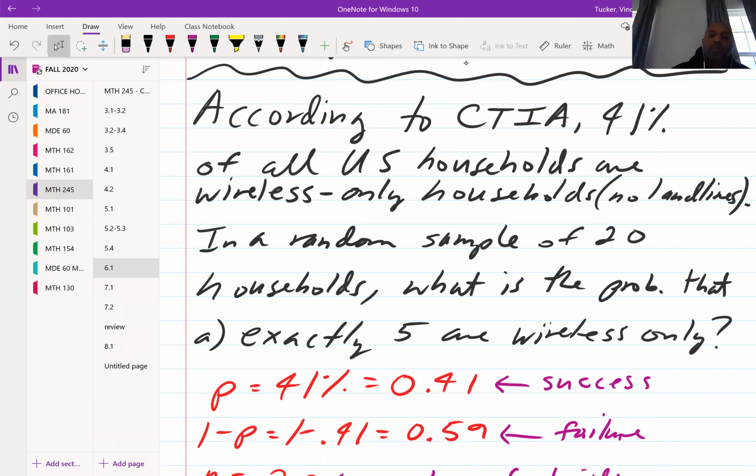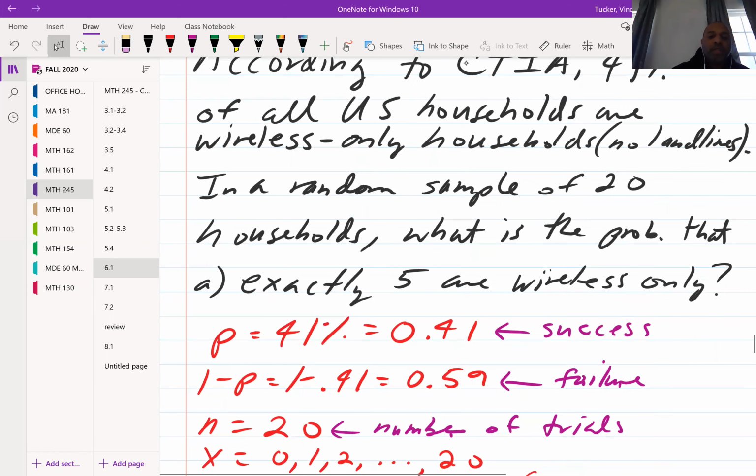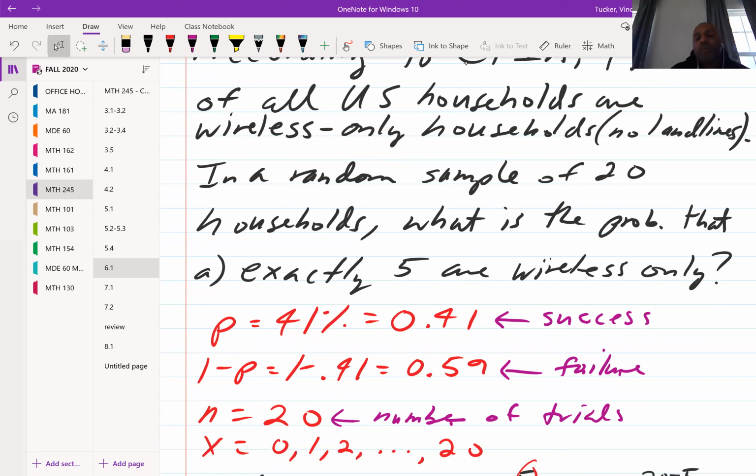All right. So when we look at the pieces that we need, probability of success p is 41%, so it's 0.41. Probability of failure is 1 minus 0.41, which is 0.59. Number of trials says in a sample of 20, so we talk about 20. And then x in general is from 0 to 20. Remember, x goes from 0 to n.